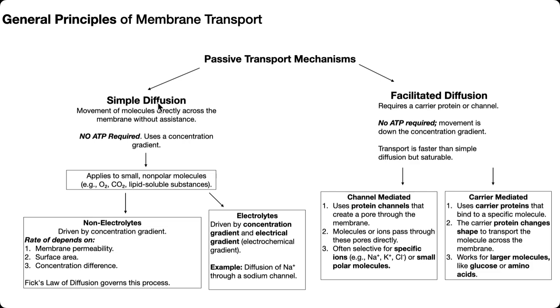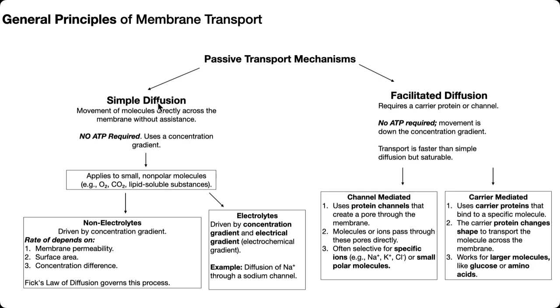Now, we can divide it up into two different types. We have electrolytes and non-electrolyte substances. If we are transporting non-electrolyte substances, this is going to be driven by that concentration gradient. And the rate of that's going to depend on three things: the permeability of the membrane, so how permeable that membrane is to that specific non-electrolyte substance, the surface area of that cell, and then the concentration difference.